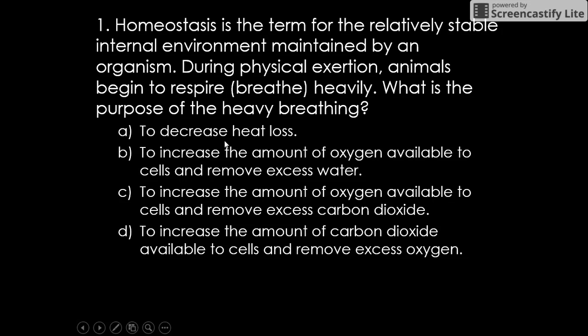A, to decrease heat loss. Breathing has nothing to do with how hot you are. B, to increase the amount of oxygen available to cells and remove water. We do not breathe out water. C, to increase the amount of oxygen available and remove carbon dioxide. Yes, we breathe in oxygen, we breathe out carbon dioxide.